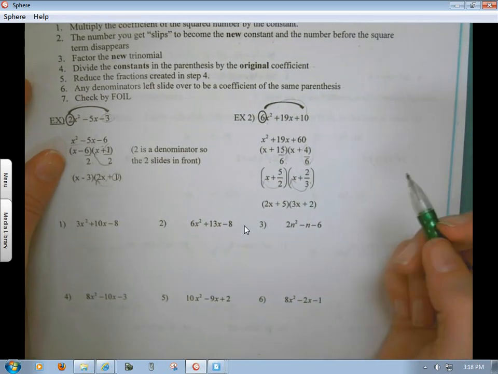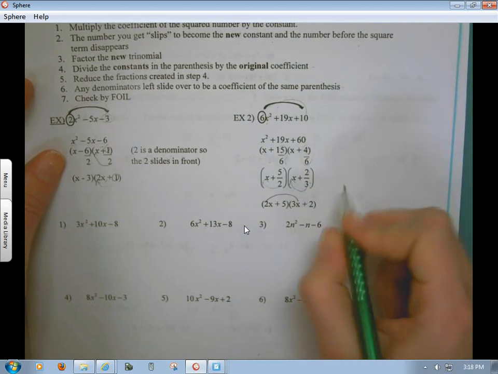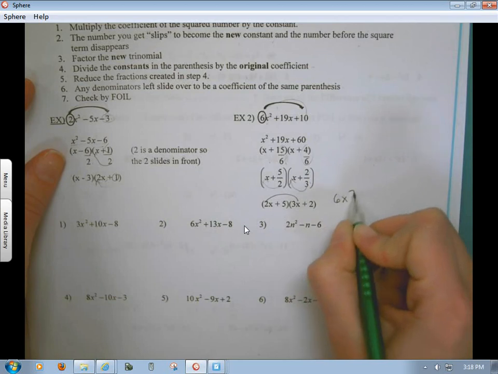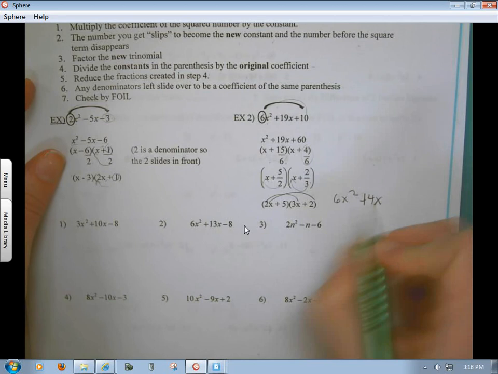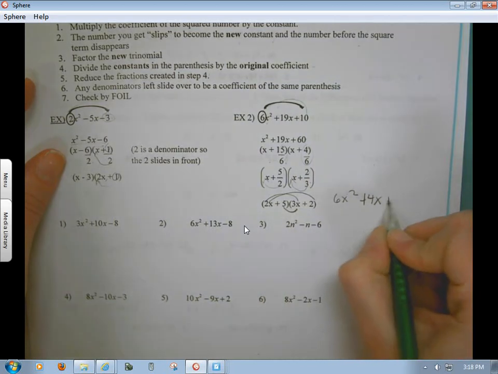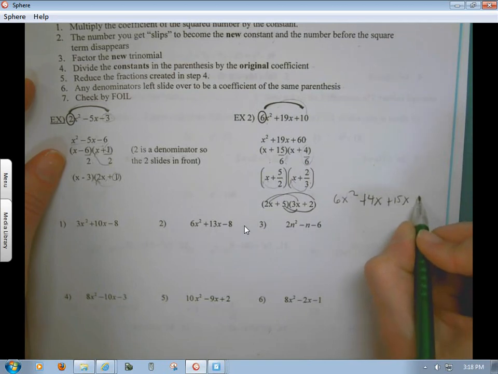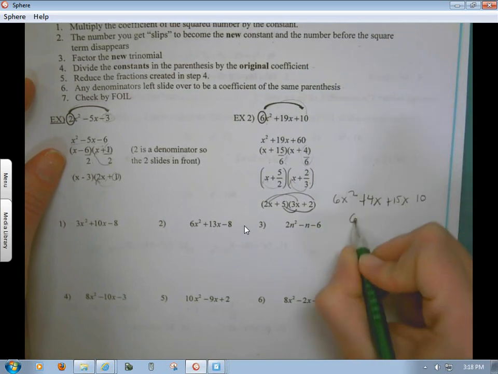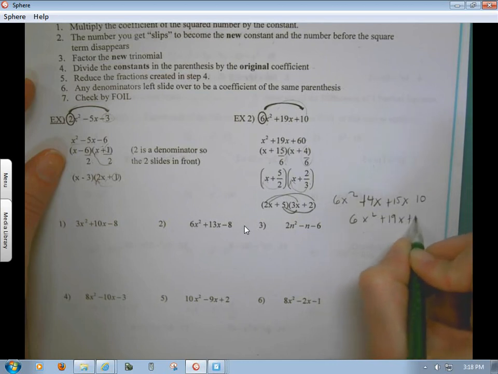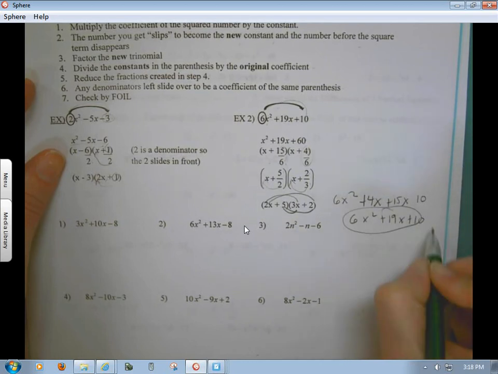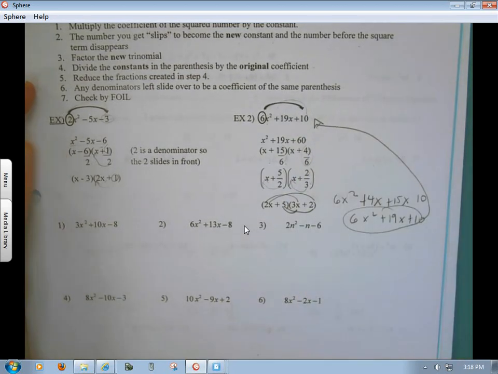Now if I was going to FOIL it to check, 2x times 3x is 6x squared. 2x times 2 is 4x. 5 times 3x is 15x. And 5 times 2 is 10. So I have 6x squared plus 19x plus 10, which is exactly what I started with. So I have factored it correctly.